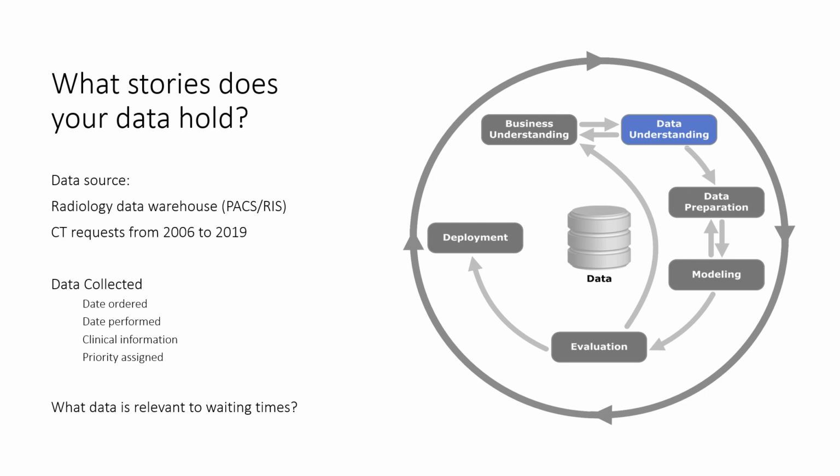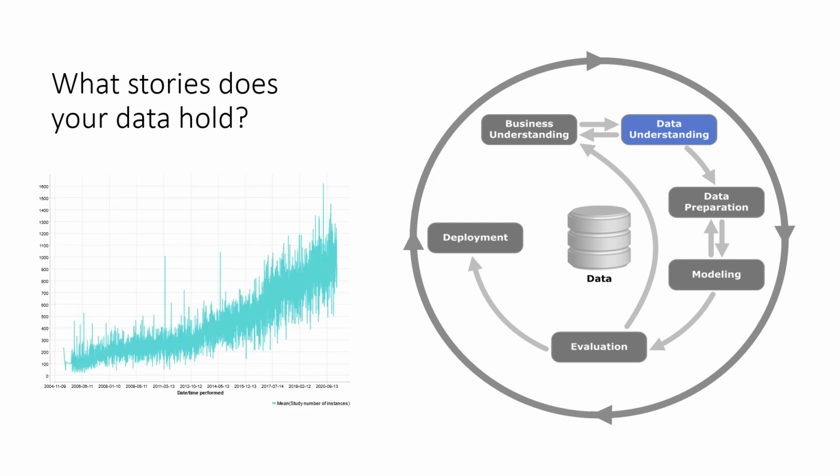Our data goes back to 2006, stored in a data warehouse. It's very rich. It provides data on when scans were ordered, performed, clinical information, what priorities they've had, what departments they're in, etc., etc. But not all of the information is relevant, so we have to pick what is. It also holds interesting stories. Here we can see that the mean number of images per CT has risen tenfold over the last 10 years.